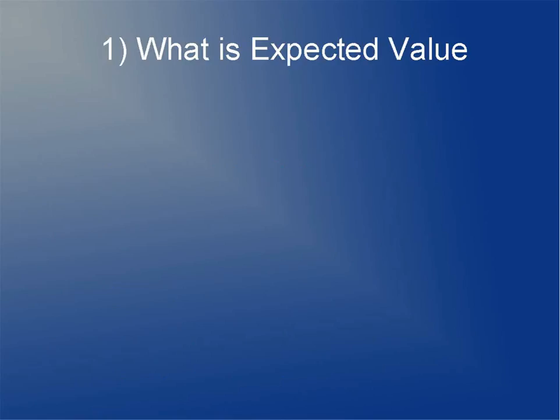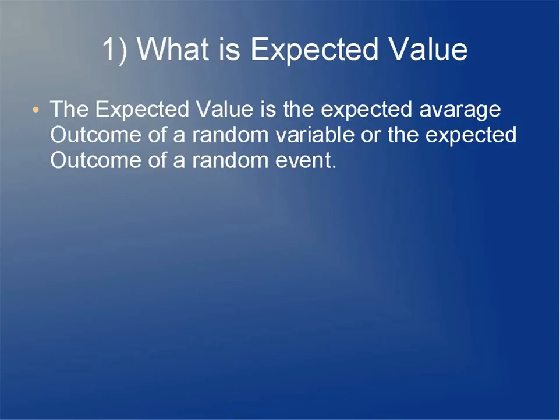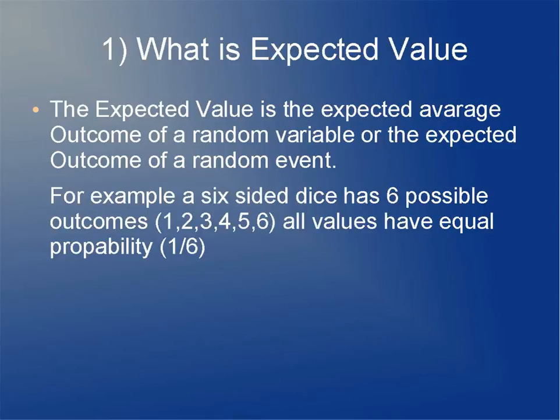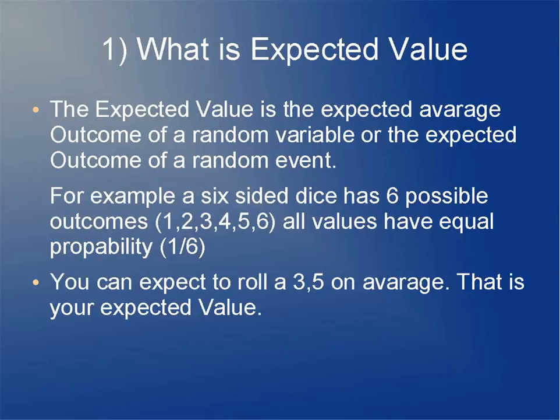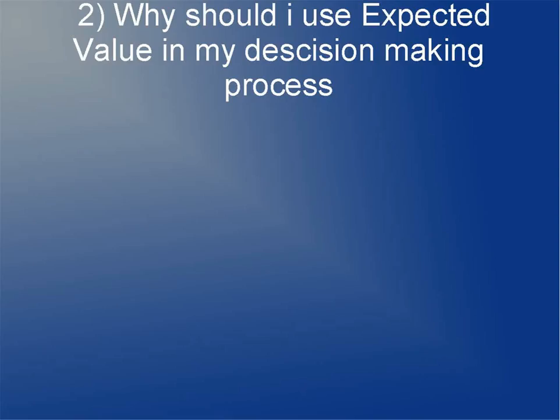So, what is expected value? The expected value is the expected average outcome of a random variable or the expected outcome of a random event. For example, a 6-sided dice has 6 possible outcomes. All values have equal probability. You can expect to roll a 3.5 on average. And that is your expected value.